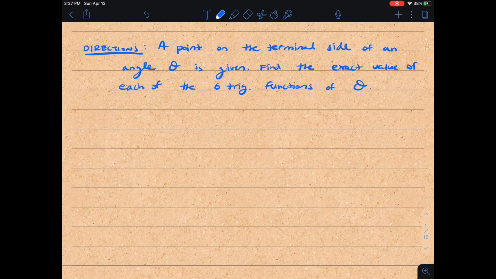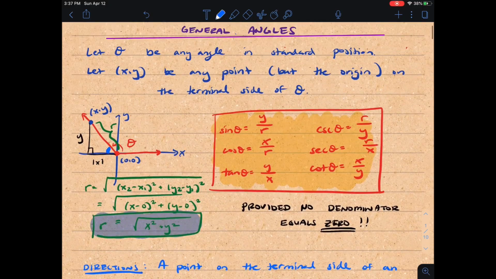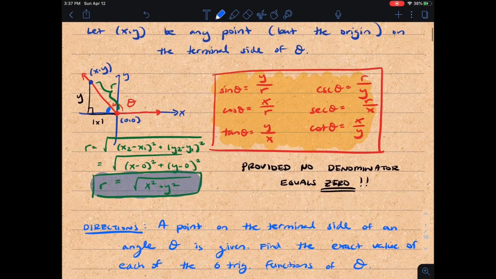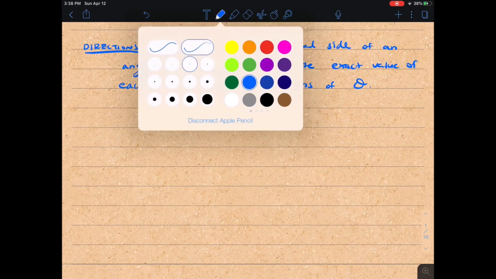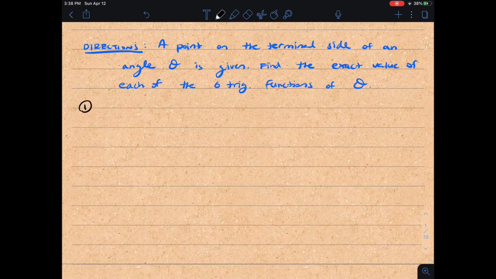So a point on the terminal side of an angle theta is given. We're going to find the exact value of each of the 6 trig functions of theta using that definition that we defined earlier. For our first problem here, the point we're going to be looking at is (5, -12). Let me quickly just draw a picture for this so we can understand what's going on here.